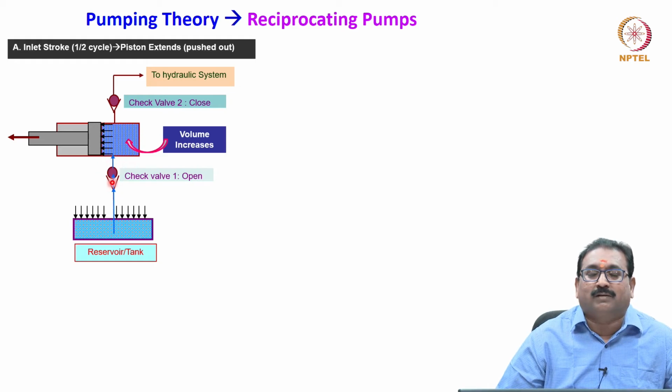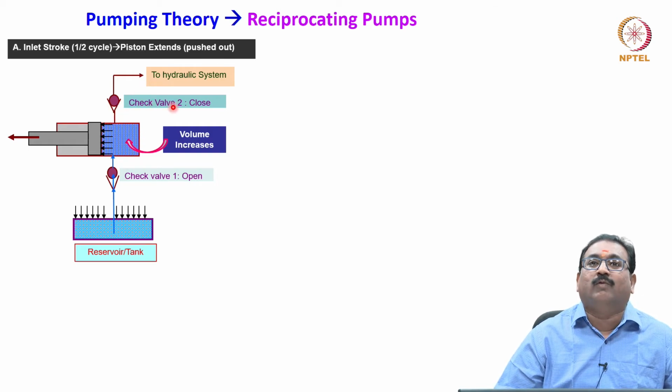Then fluid will be sucked, because it is one bar outside and a vacuum inside. Fluid will be sucked, and check valve 1 opens. It takes the path of least resistance, only here; the other will not open. When we push it out, fluid will not enter through this, it will close. Then fluid enters only to the hydraulic system through check valve 2, which opens.